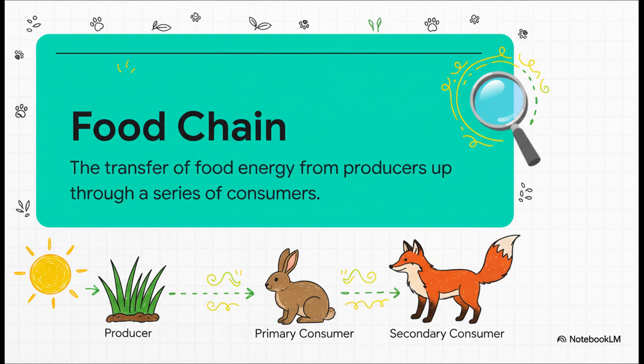Energy from the sun gets soaked up by a producer, like grass. Then a primary consumer, say a rabbit, comes along and eats the grass. After that, a secondary consumer, like a fox, eats the rabbit. See? The energy just moves right on up the chain.